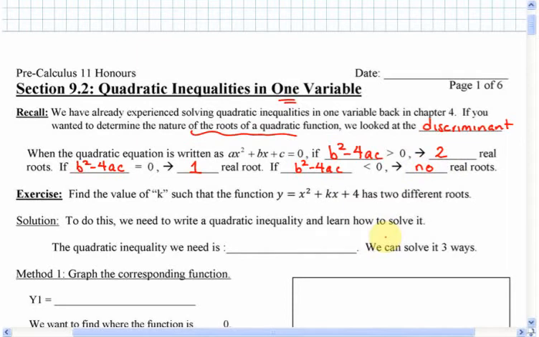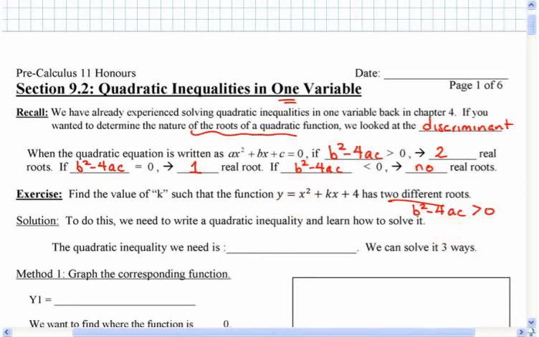Now, in chapter 4, we dealt with a question like the following. It says, find the value of k such that this function, y equals x squared plus kx plus 4, has two different roots. So when I say two different roots, you need to figure out that this quadratic inequality, which talks about b squared minus 4ac, must be what? Greater than 0.